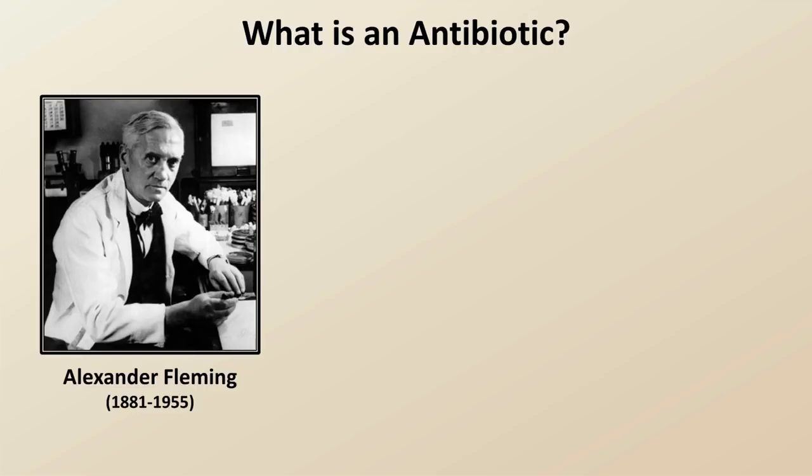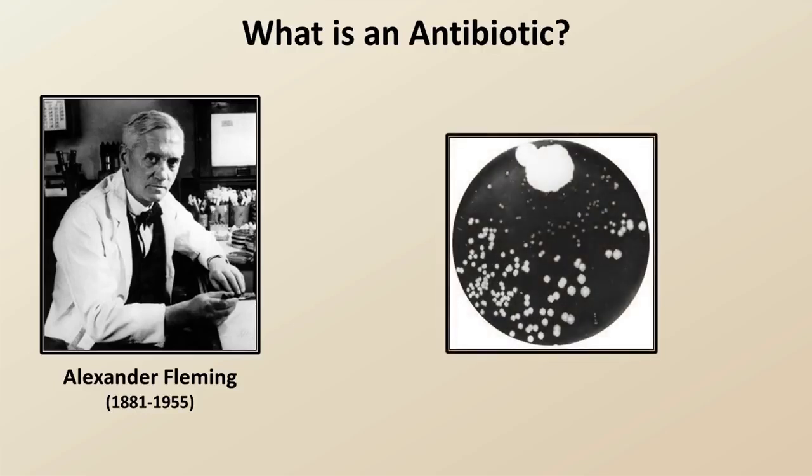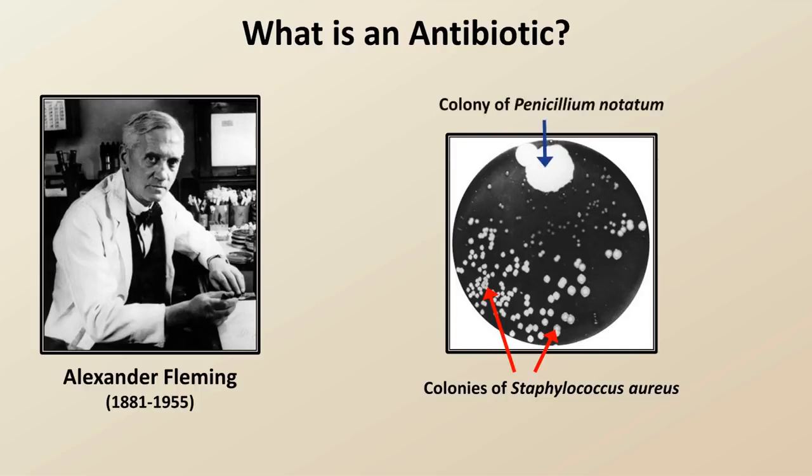Alexander Fleming was a professor of bacteriology at St. Mary's Hospital in London. One day back in 1928, he was sorting through some routine petri dishes on which he had been growing bacteria for an experiment, and he came across this one. These small circles occupying the lower half of the plate were colonies of the bacteria Staphylococcus aureus. This large circle at the top was a contaminant that was not intended to be there, which was later identified as the mold Penicillium notatum.